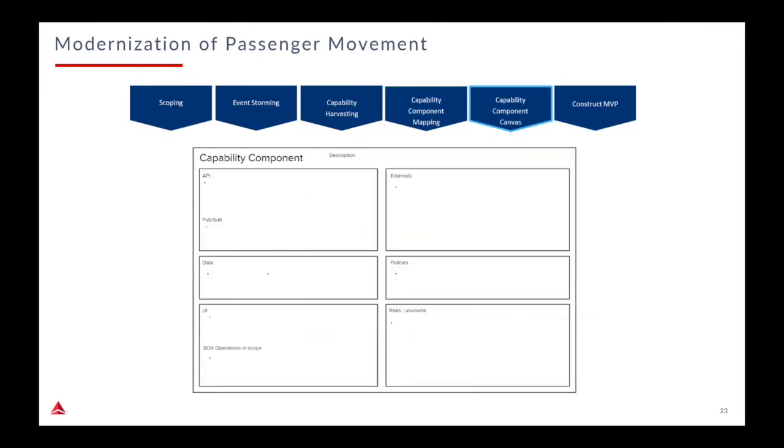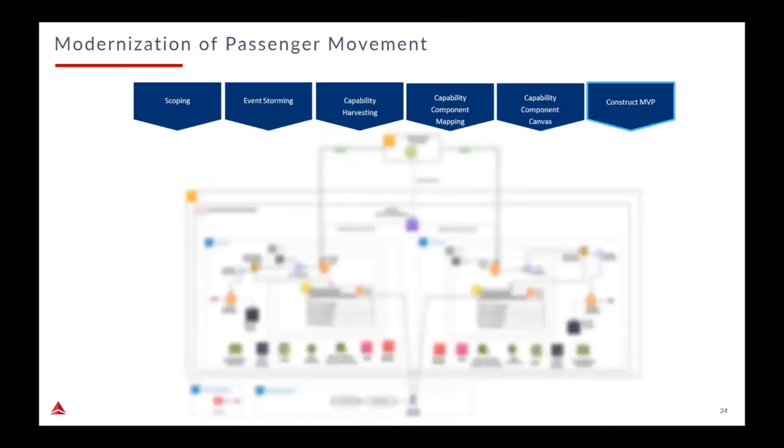Then finally, we put together these capability component canvases. So when we put these canvases together for each one of those capability components, we list out what APIs they might have, what are the externals, a description, the policies, the data, the UI. This then allows the business to go, okay, I understand what you are developing. I get this capability component. We then register this information in our repository. And then it gives the developers something that they can right away start developing the swagger, start actually doing the coding. And that's when we get into constructing an MVP.